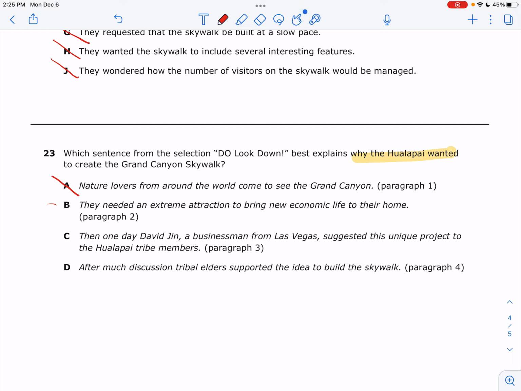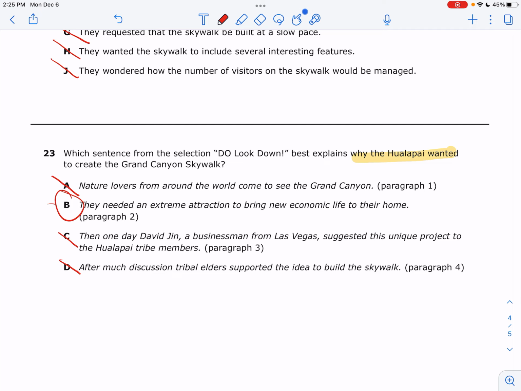C, one day David Jin, a businessman from Las Vegas, suggested this unique project to Hualapai members. That doesn't say why they wanted it. D, after much discussion, tribal elders supported the idea to build the skywalk. That sounds about right. I'm sorry, that does not sound about right. My bad. Yes, they supported it, but why did they support it? They didn't really talk about that. The best answer is B, they wanted more money. It all comes down to money, my friends.